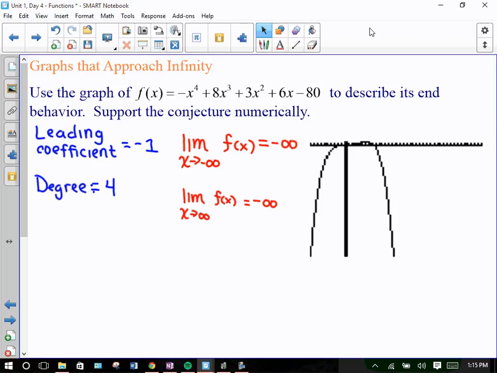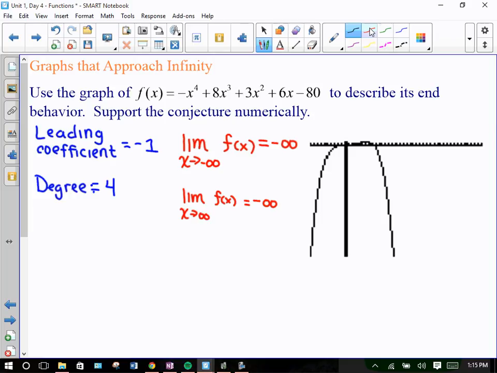Now what does that mean? Well, that means that we want to be able to just take a number and plug it into this equation and figure out exactly what it looks like. So the easiest way to do this is you have your calculator. So we're saying as x approaches negative infinity, as x gets really small, the y value approaches negative infinity. Okay? So someone give me a very small x value that's really negative.